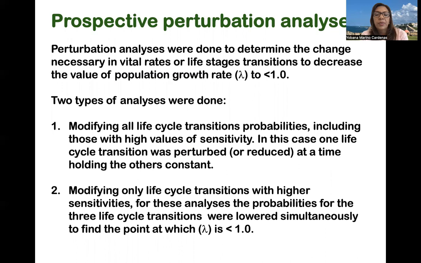To conduct a prospective perturbation analysis, as I mentioned before, the objective is to find the point at which the value of the population growth rate is less than 1. So to do this, we reduced the values of our probabilities in our projection matrix to the point at which the population growth rate is less than 1.